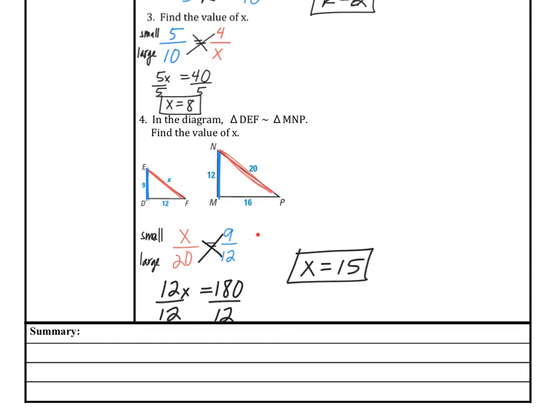This process here, this is what we're doing a lot of in the rest of this unit: can you find the missing side by writing a proportion and solving?